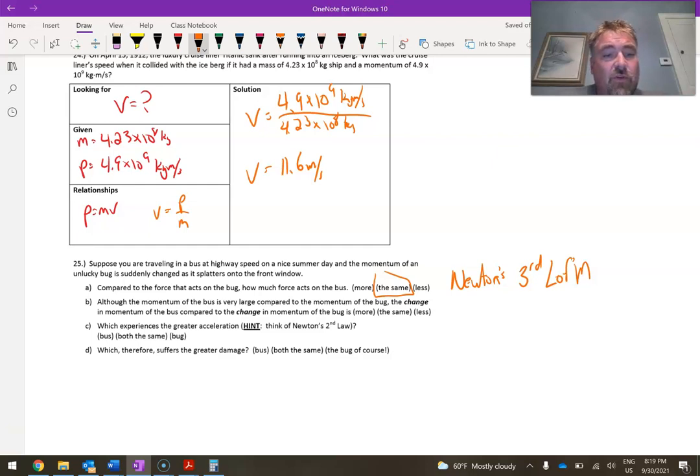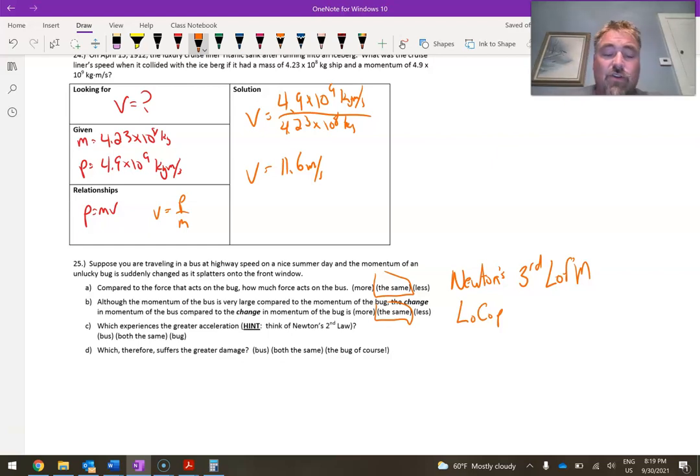Now, although the momentum of the bus is very large compared to the momentum of the bug, the change of momentum of the bus compared to the change of momentum of the bug will also be the same. And this comes from the law of conservation of momentum, that the total momentum before has to equal the total momentum after. So we'll have a little bit of a change of momentum there.